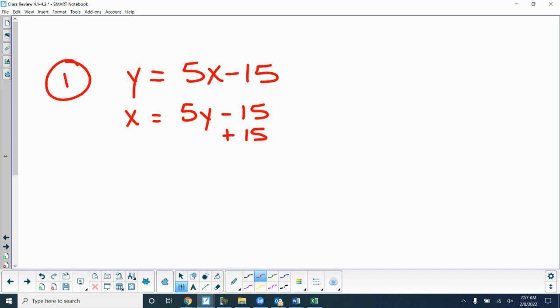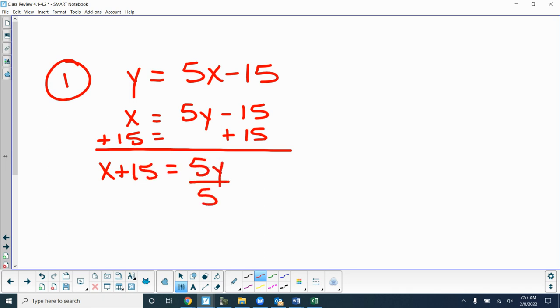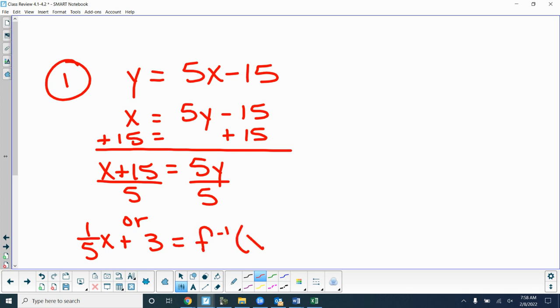So we're going to add 15 to both sides. And then divide by 5. You can leave it like that, x plus 15 over 5. That's fine. If you want to simplify it a little bit, you could write 1/5 x, or x over 5. And then what's 15 divided by 5? 3, right? So that's our inverse. Either one's acceptable.